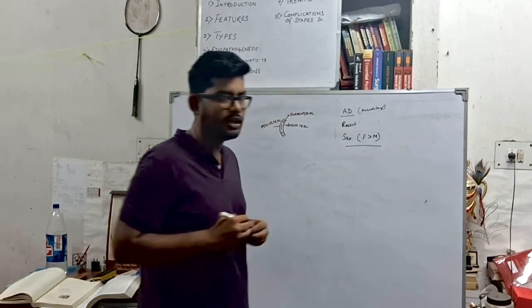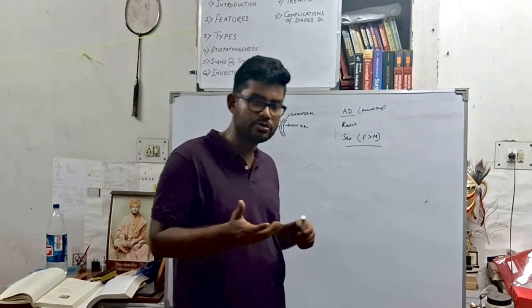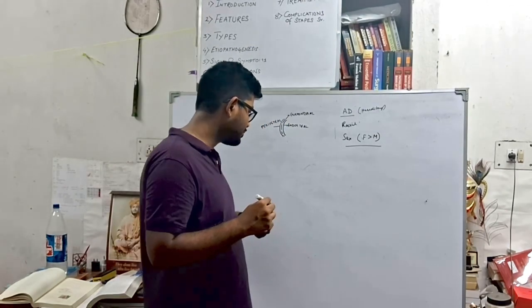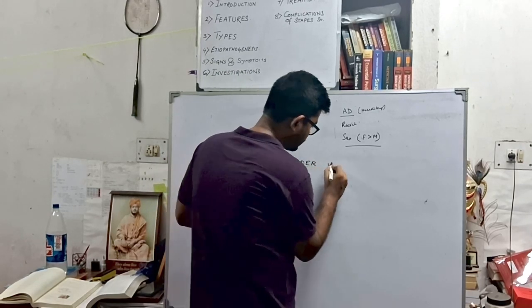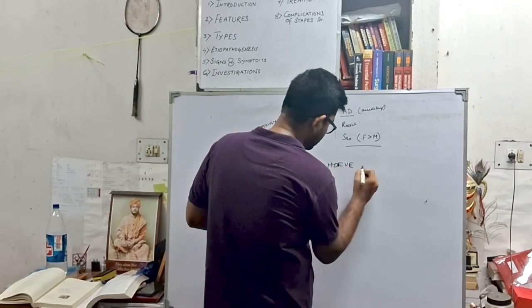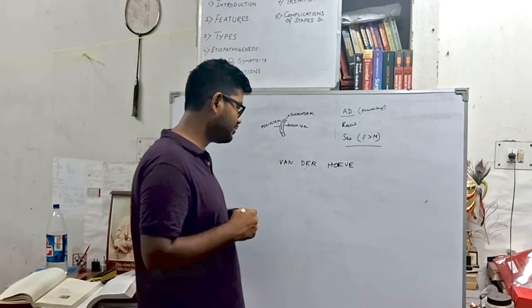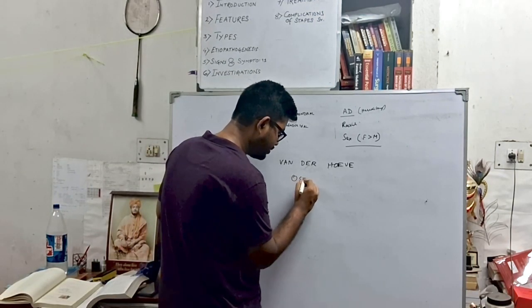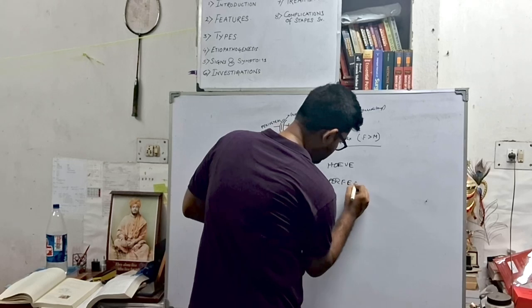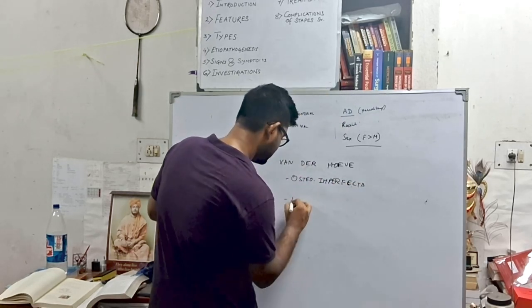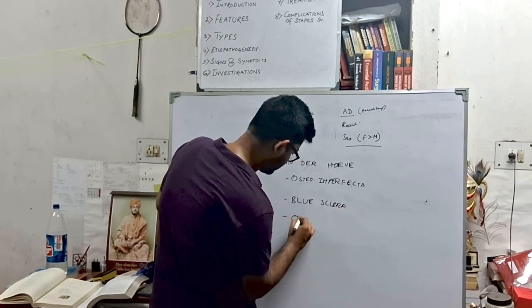Now, a combination of syndromes where otosclerosis is associated is Van der Hoeve syndrome. What is Van der Hoeve syndrome? It is a triad of osteogenesis imperfecta, blue sclera, and otosclerosis.